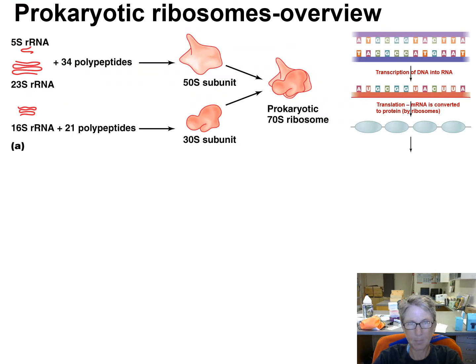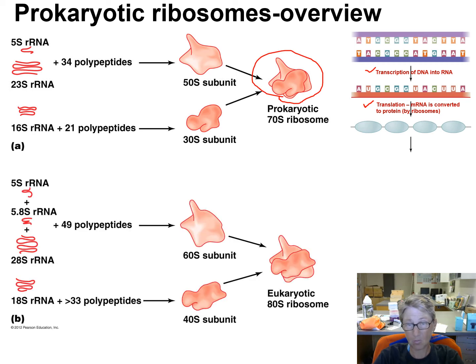So this is just an overview of the ribosomes. Remember, DNA gets transcribed into RNA, and then RNA gets translated into a protein on a ribosome. And this just shows what the ribosome is made up of. We talked about this before. The prokaryotic ribosome is called a 70S ribosome, and the eukaryotic ribosome is called an 80S ribosome.